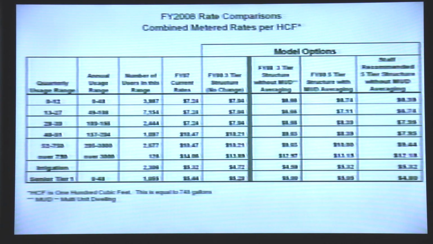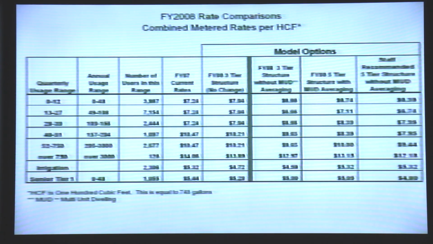And it repeats in row 2 because that's actually a split of the tier 5. That's across tier 3, that range of usage, but it's also comparable to tier 2 of the 3-tier system. So you end up having to repeat that row. So from 52 to 750 units per quarter, the rate's $9.44 for a 5-tier structure without averaging. And then over 750 units is $12.18 on the 5-tier structure without averaging. The irrigation rate is $5.32, which is no change from the prior year.